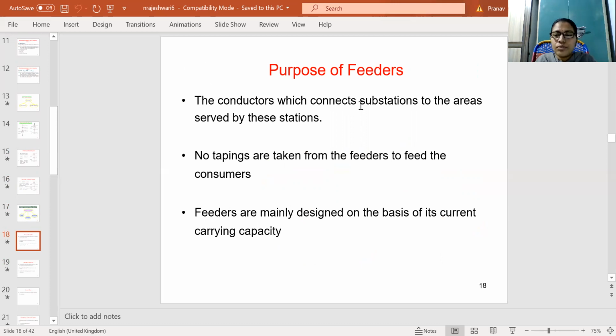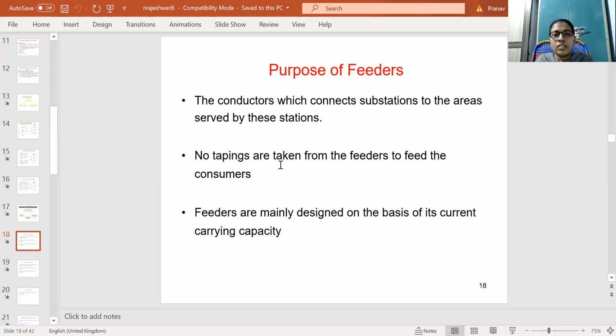The conductors connect the substations to the area served by these stations. So conductors connect substations to the consumer premises, that is, the supply is sent to those stations. These conductors are like feeders. No tappings are taken from the feeders to feed the consumers; they connect directly to the consumer premises.